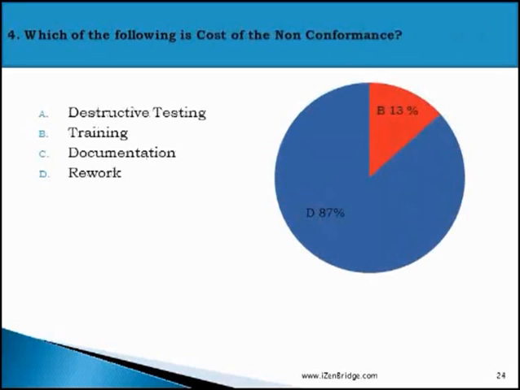Which of the following is the cost of non-conformance? There was a good majority. Rework is a cost of non-conformance. Testing, documentation, and training are costs of conformance.